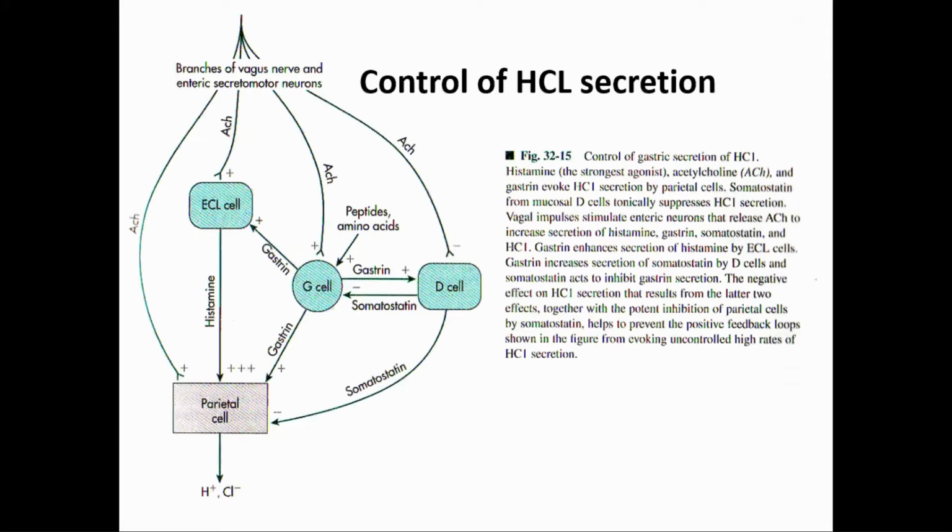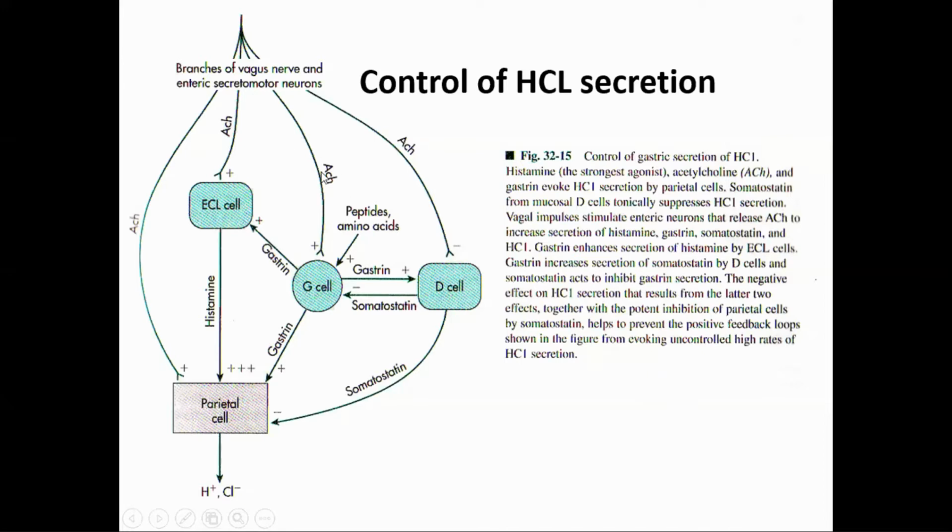Now let's see the control of HCl secretion. So this is the parietal cell. It is controlled by the vagus nerve. The vagus nerve controls the secretory rate from the parietal cells. Most of the GIT is supplied by the vagus nerve, the parasympathetic nerve. So the branch of the vagus nerve acts on the parietal cell and increases the hydrochloric acid secretion. Enterochromaffin-like cell also increases the release of histamine. Histamine acts on the parietal cell, and there is HCl secretion.